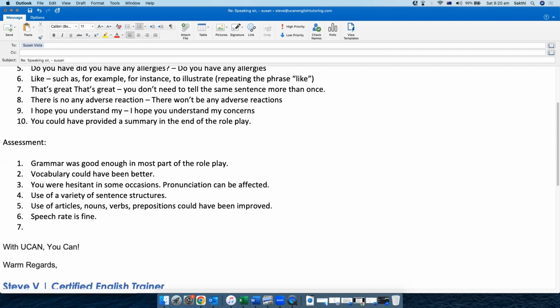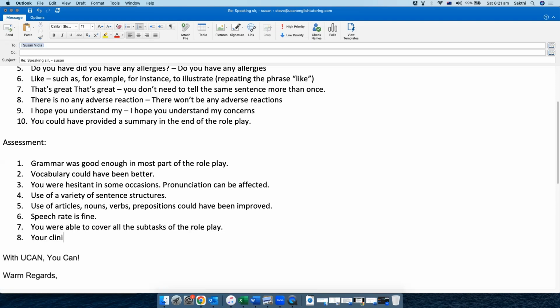All right. You were able to cover all the subtasks of the role play card, which is another good thing. Your clinical communication skills are good enough as well. You were able to motivate the patients, encourage the patients to ask questions, and address the concerns raised by the patient. All those critical skills are going to be definitely advantageous for you to secure 350.